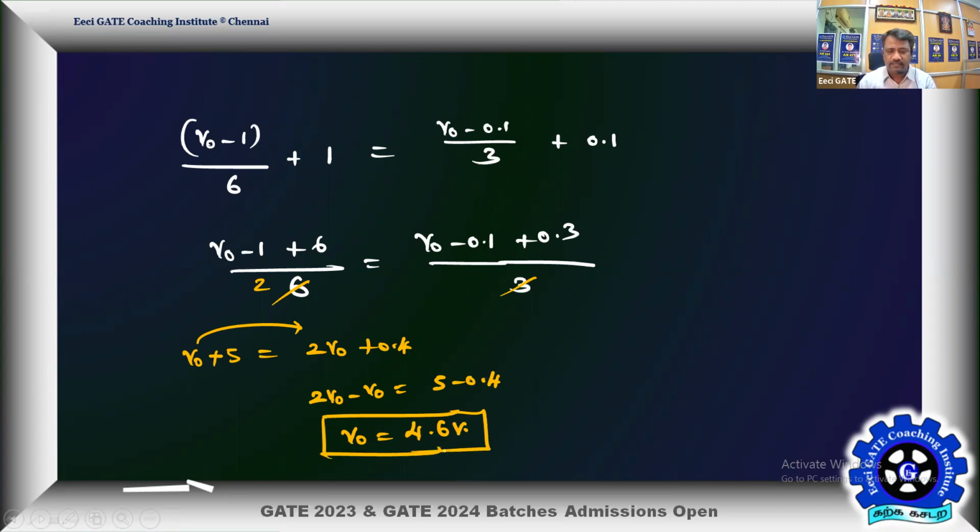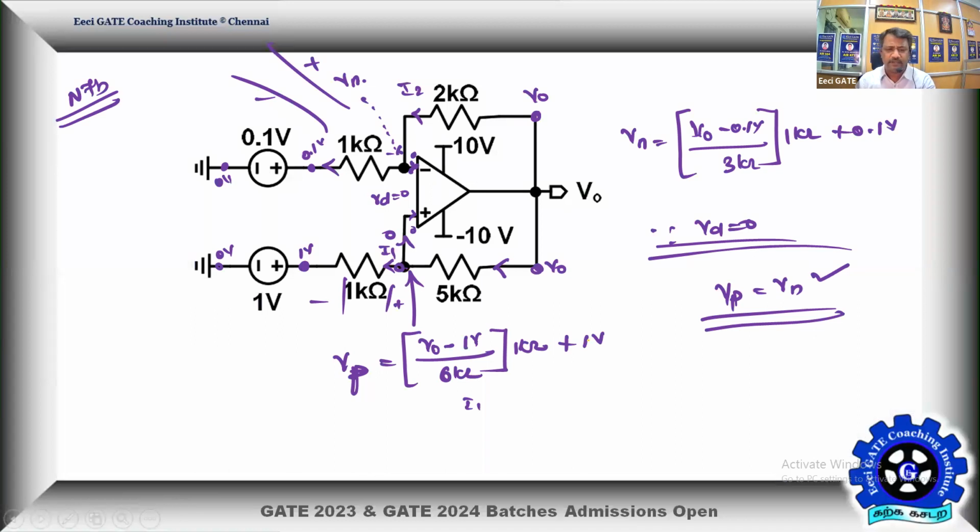We have to verify this. That's very important. Any circuit analysis needs a due verification because we might have committed some mistake somewhere. So the verification will help us to troubleshoot that, to find it and correct it. Yes, V0 equal to 4.6.